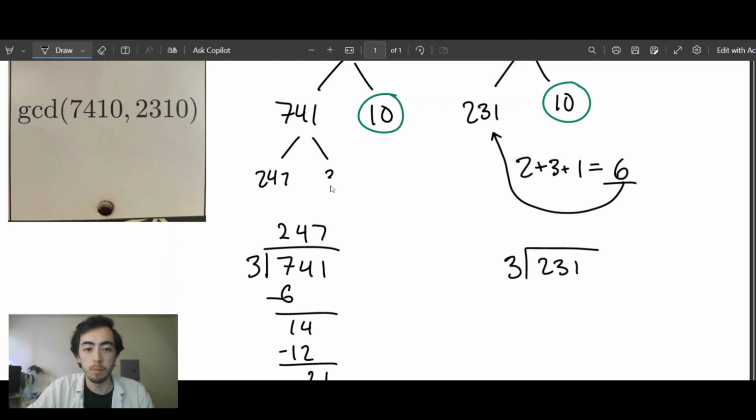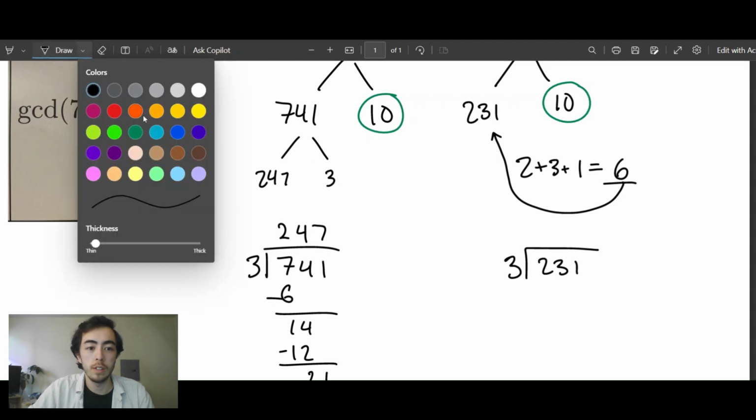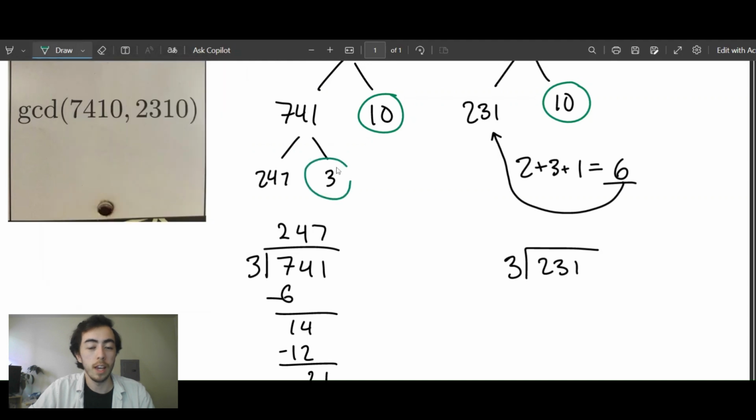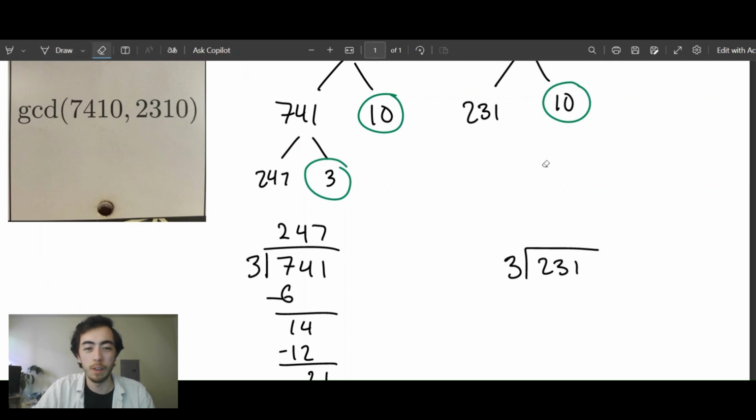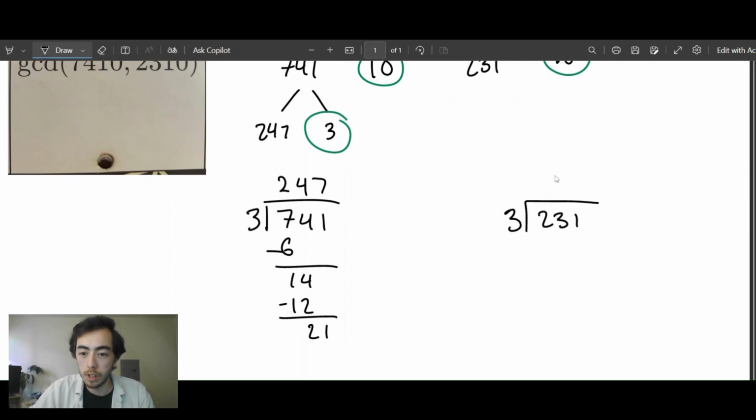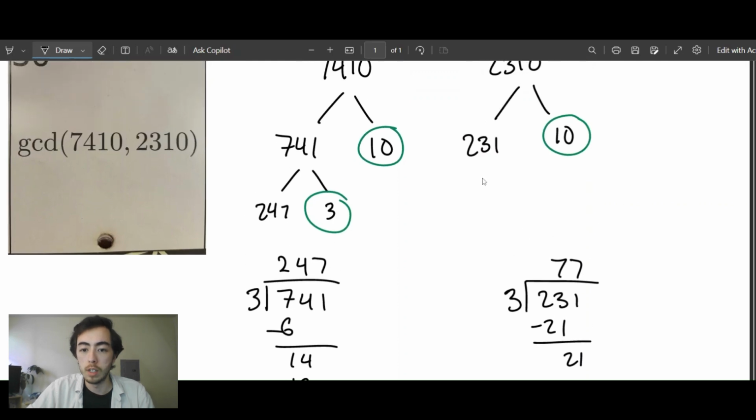And so I can break it up like this. I'll circle this in green right now just to say, hey, look, I found a common factor of 3 here. I know there's going to be a 3 over here somewhere. I just have to figure out how that 231 splits. 3 goes into 23 7 times, right? Because that makes it 21. And then 3 goes into 21 7 times again. So this is going to be 77 times 3.